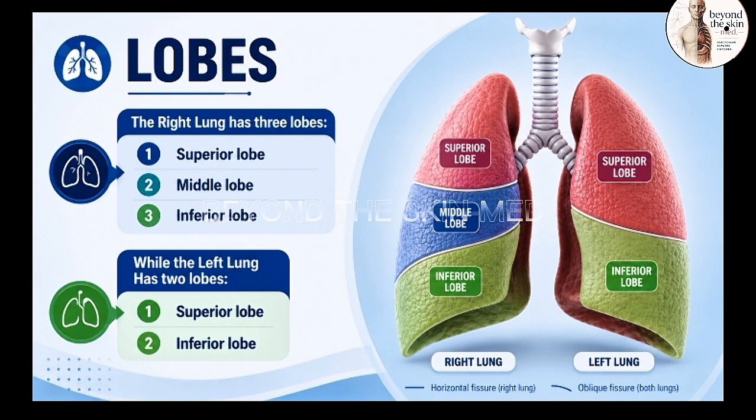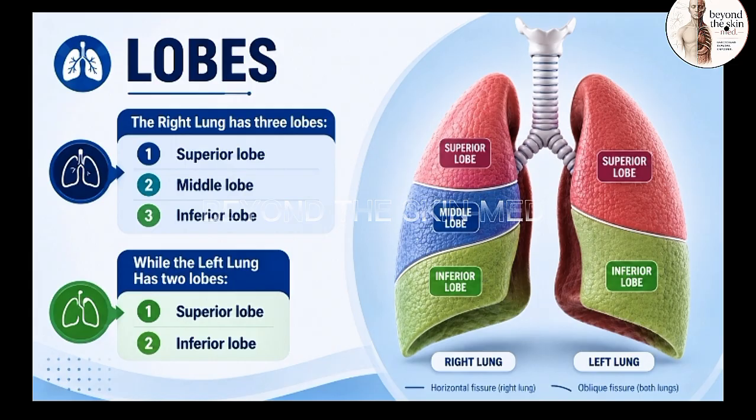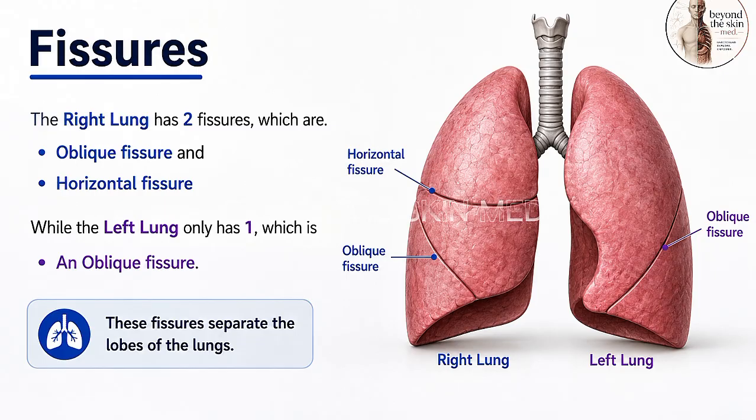Lobes. The right lung has 3 lobes: superior lobe, middle lobe, inferior lobe, while the left lung has 2 lobes: superior lobe, inferior lobe. Fissures. The right lung has 2 fissures, which are oblique fissure, horizontal fissure, while the left lung only has 1, which is an oblique fissure. These fissures separate the lobes of the lungs.